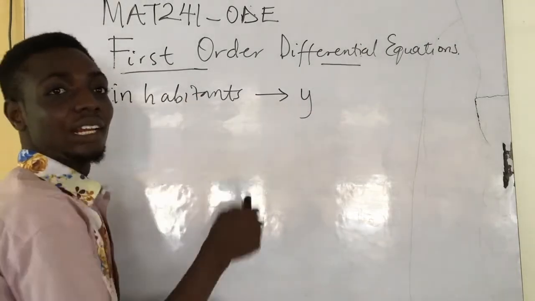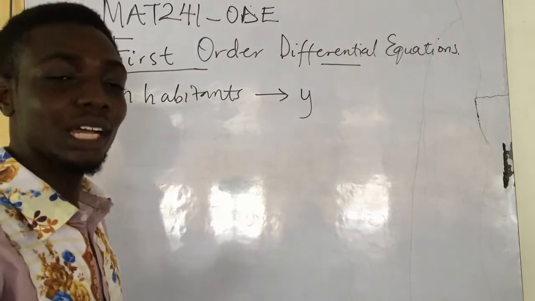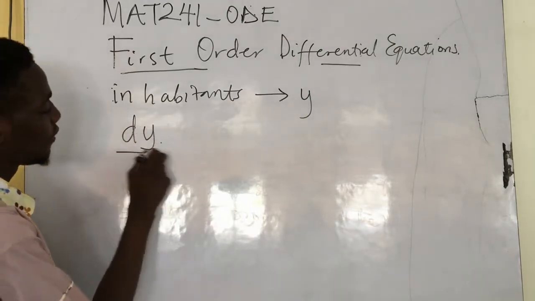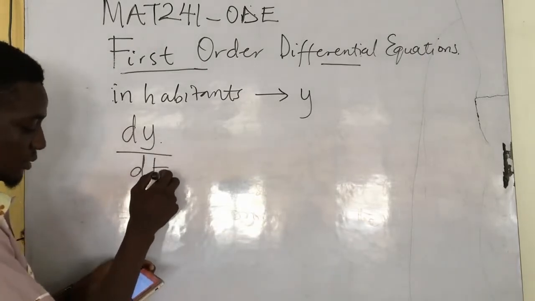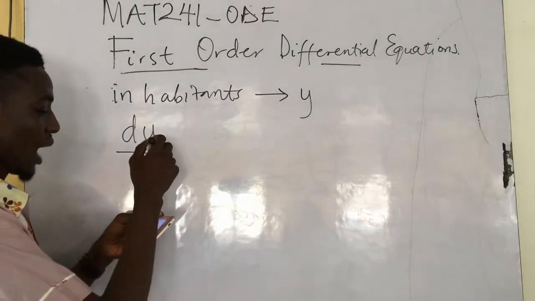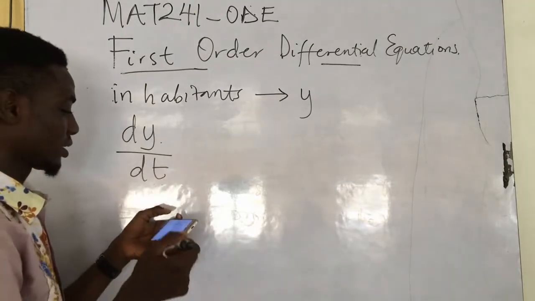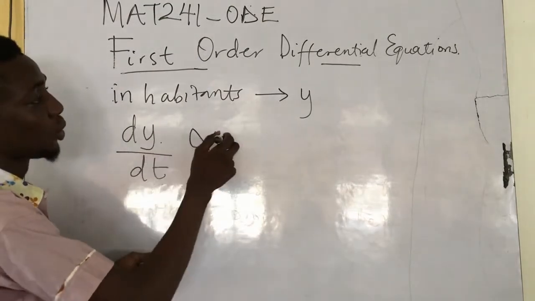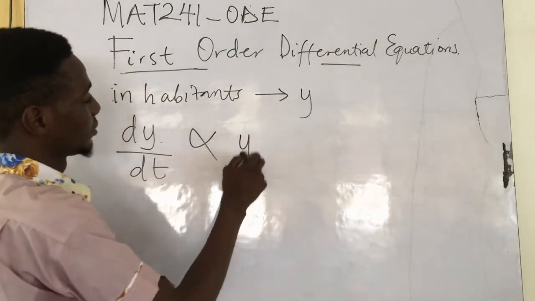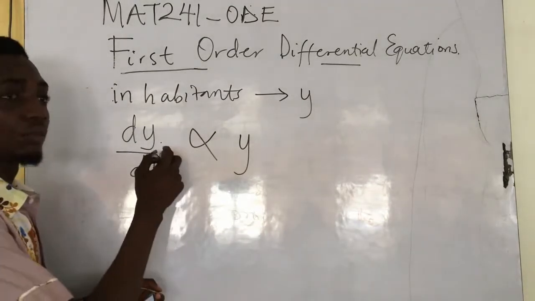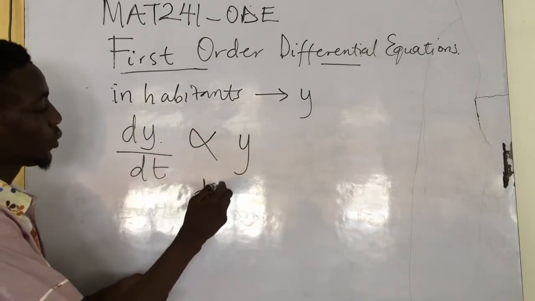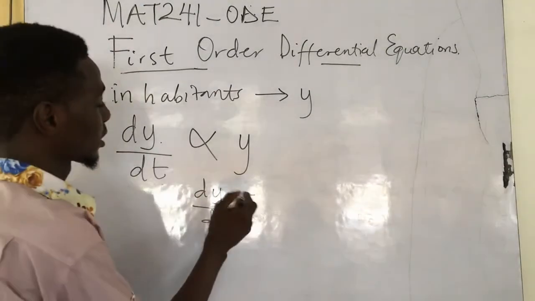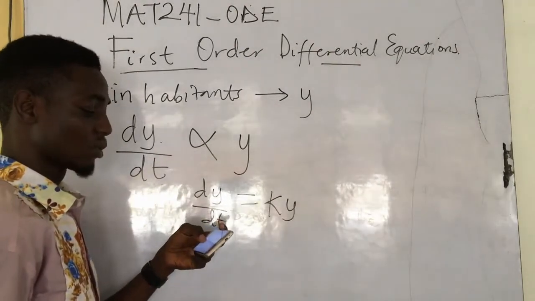So if the number of inhabitants is y, then the rate of growth will be the change in number of inhabitants with change in time. That would be change in y over change in t, dy over dt. Now, dy over dt is directly proportional to the number of inhabitants at that particular time. Recalling direct variation, dy over dt will be equal to ky.